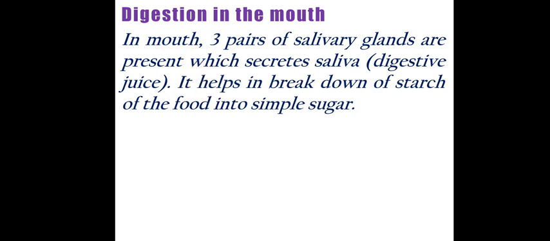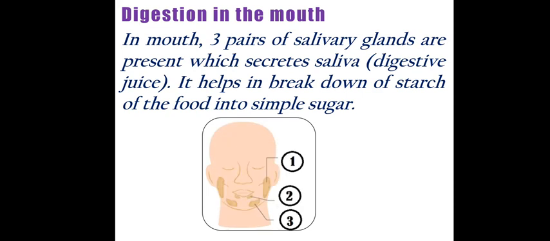Remember, in the mouth there are 3 pairs of salivary glands. Although these glands are not visible, the main function of these salivary glands is to secrete saliva. You know what saliva is. This is the watery substance present inside our mouth, and it comes in large amount when we are hungry or when we see some food article. This basically helps in the digestion part.